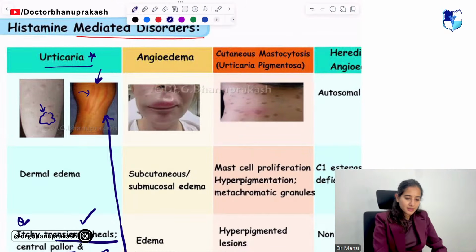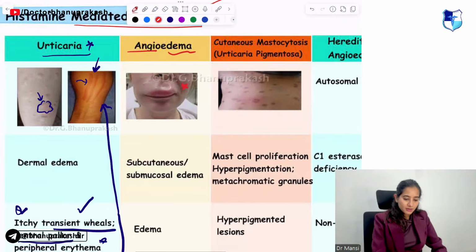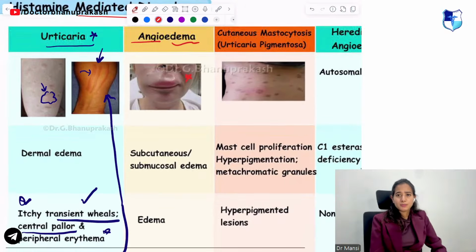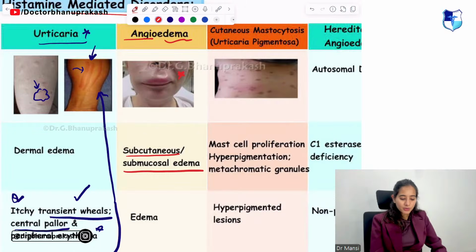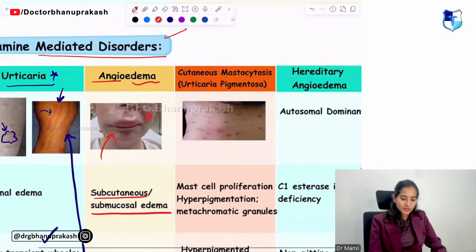Next, what you have is angioedema. In this, there may be a history of eating some food, probably a peanut allergy, or something else, or some medicine or drug reaction can happen like this. There is a subcutaneous or submucosal edema, and most of the time the lip and the face are involved here. So that is all about angioedema.